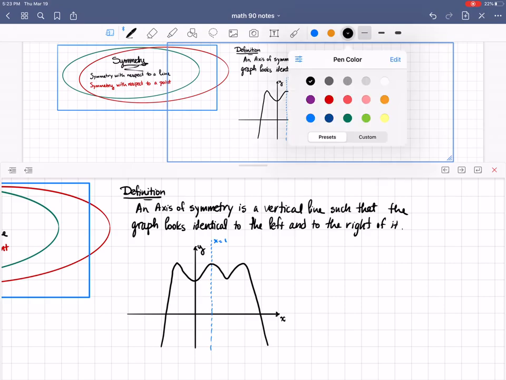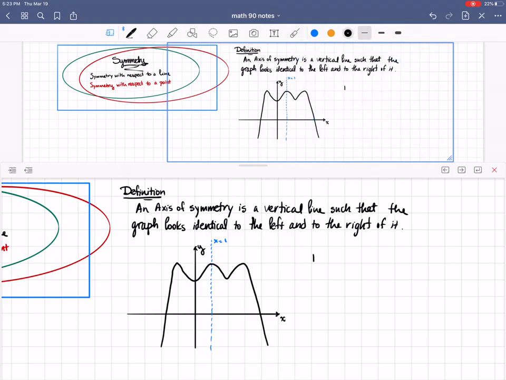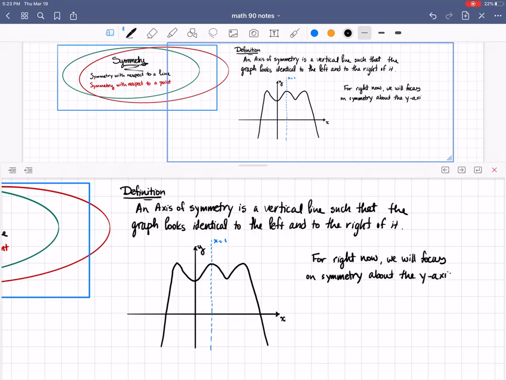For our purposes right now, notice I'm saying right now, meaning that later we'll change this. We will focus on symmetry about or with respect to the y-axis. So not just any vertical line, the y-axis.